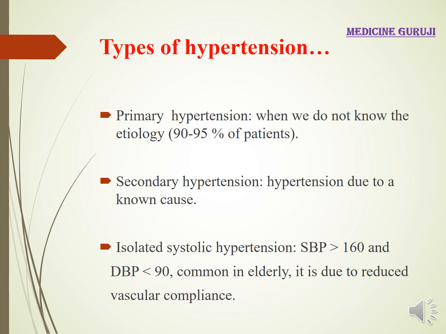There is also another term known as isolated systolic hypertension, when we record systolic BP more than 160 millimeters of mercury and diastolic BP less than 90 millimeters of mercury. It is very common in elderly subjects and is due to reduced vascular compliance. So remember, we have three main types: primary, secondary and isolated systolic hypertension.